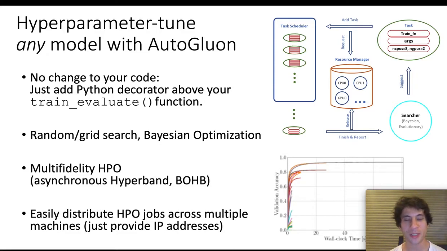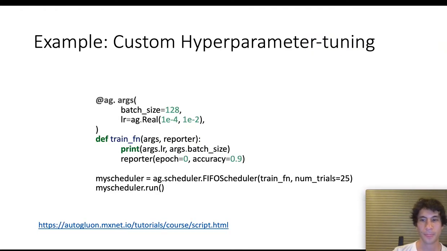Finally, again, you can distribute these hyperparameter optimization jobs across multiple machines. So even here, just tuning your own function, you can write your own function on one machine, and you can then install AutoGluon on multiple machines, and it will distribute its hyperparameter optimization to tune the arguments of your function just by you providing the IP addresses of all these other machines.